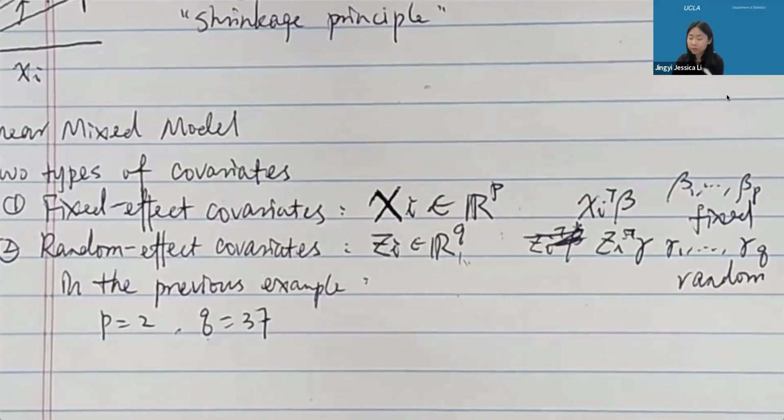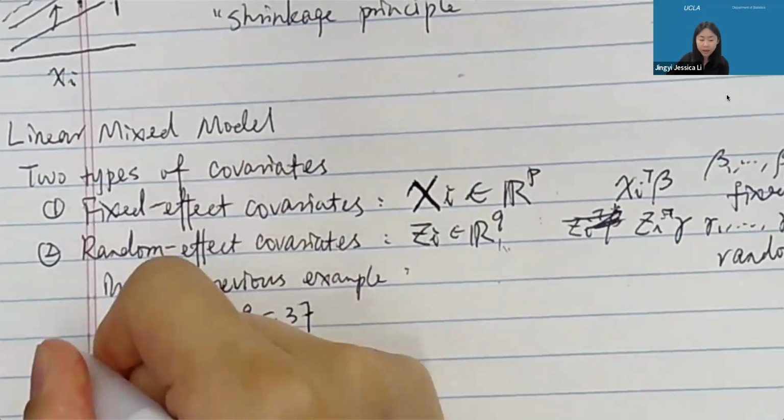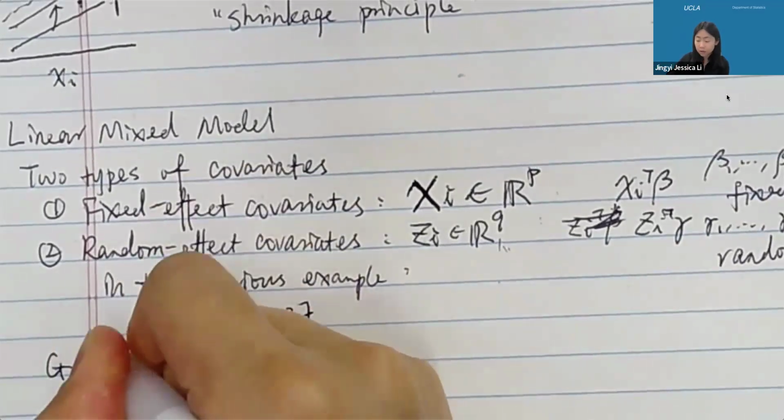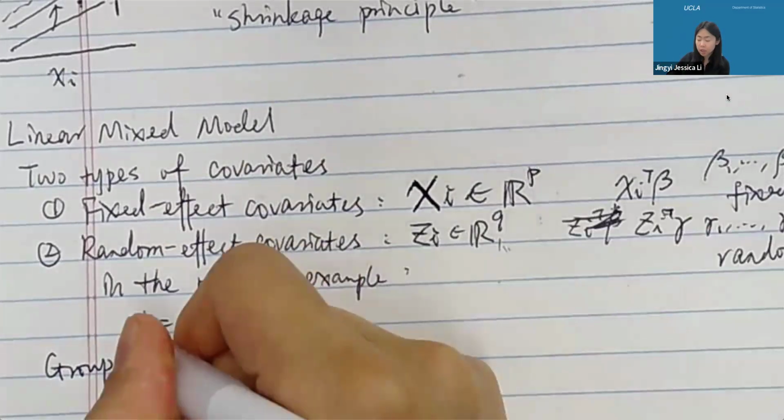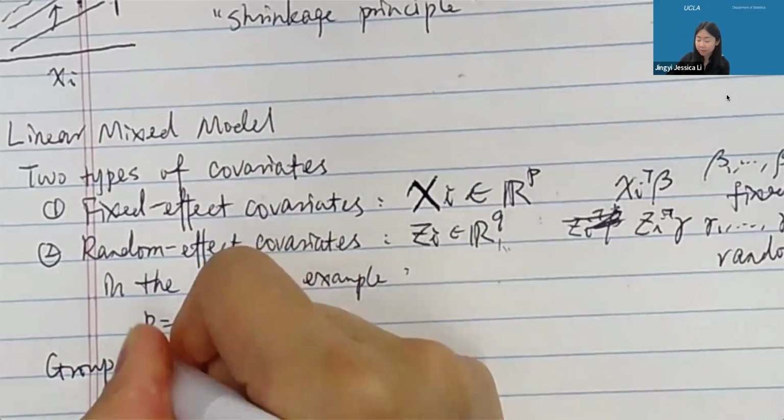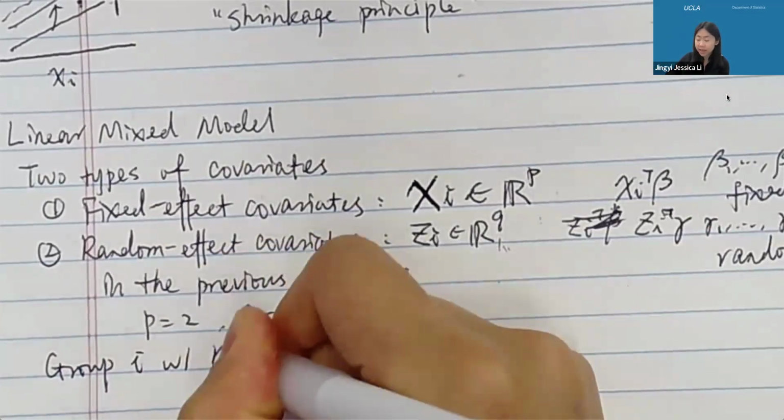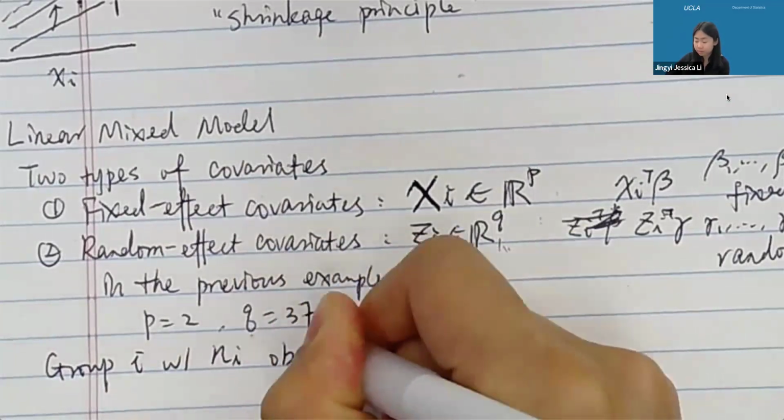Okay, so for now, let's first talk about the data, the responses in group i. Say we have group i with Ni observations.